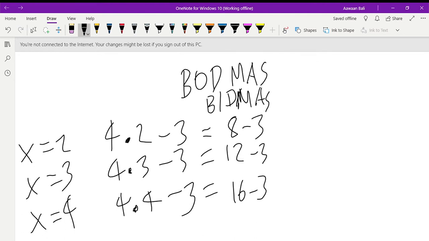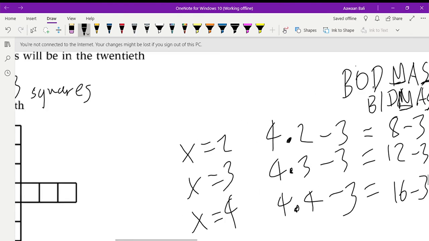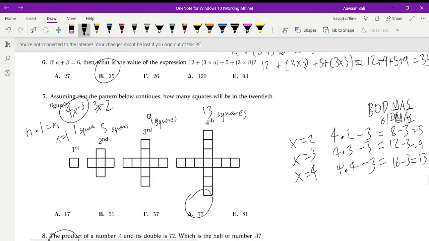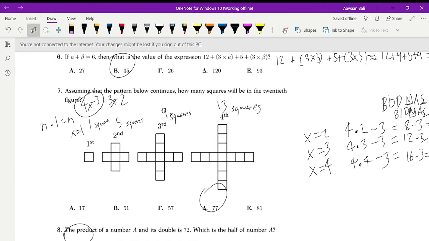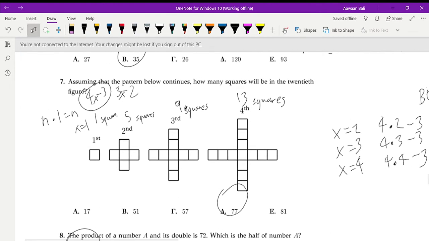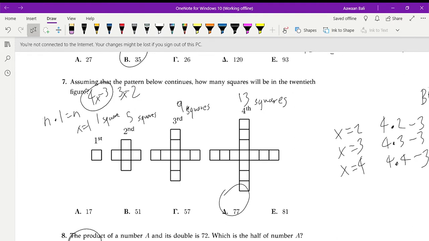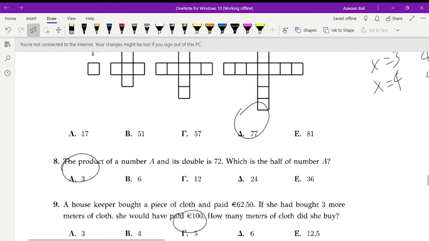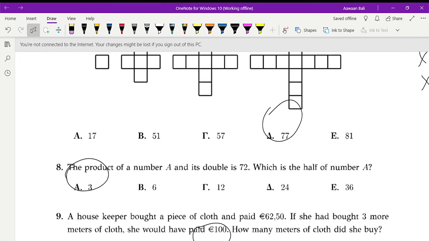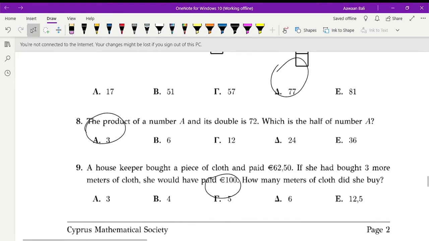Here the O is operators, and in BIDMAS I is indices. So multiplication, then subtraction. So we have 5, 9, and 13. And if you check here, it's also 5, 9, and 13. So we know that it's correct with all the information given to us. But now it says how many squares will be in a 20th pattern, which means x is 20. 4 times 20 is 80, and 80 minus 3 is 77, which means the answer is option delta 77.